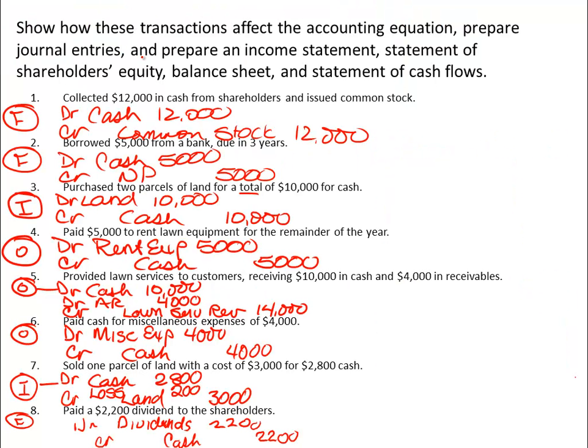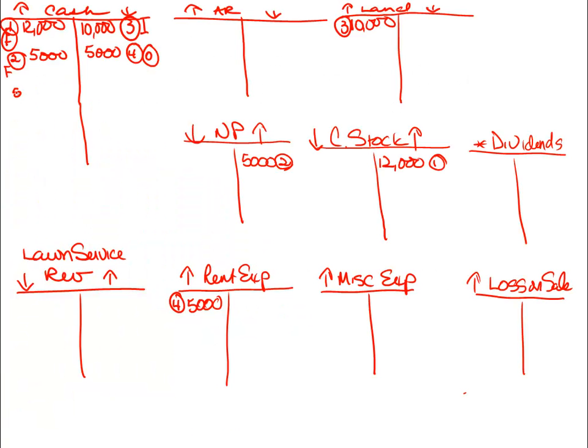Number 5 is we provided the lawn services, so we have a debit to cash of 10,000, debit to accounts receivable 4,000, and a credit to lawn service revenue for 14. So let's see if I can do this. 5, 10,000, 5, 4,000 to accounts receivable, and lawn service revenue credit 14. So the debits equal the credits, and it took 2 debits to equal the credit. And since lawn service revenue is a revenue account, this is an operating activity from a cash standpoint.